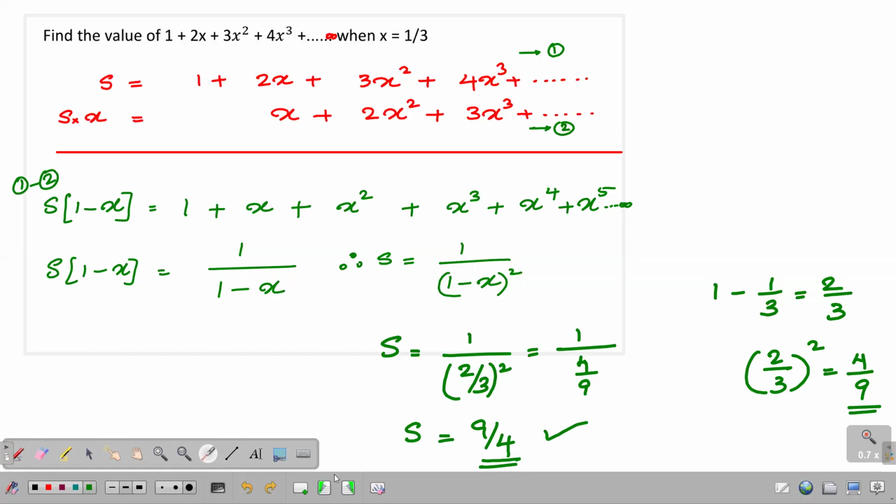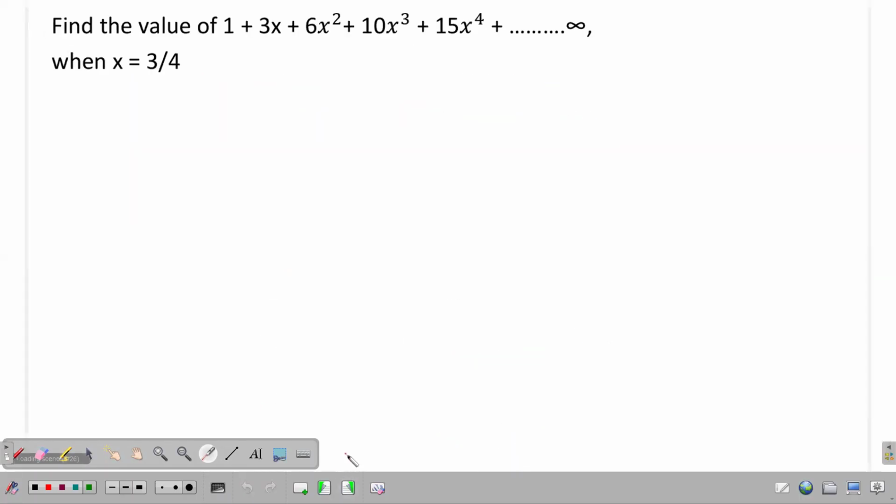There is one more question similar in line to what we just saw. I shall quickly explain that and then take all your questions. Okay, let's go ahead with the next one. Here, find the value of 1 plus 3x plus 6x square plus 10x cube plus 15x power 4, etc. It goes up to infinity.